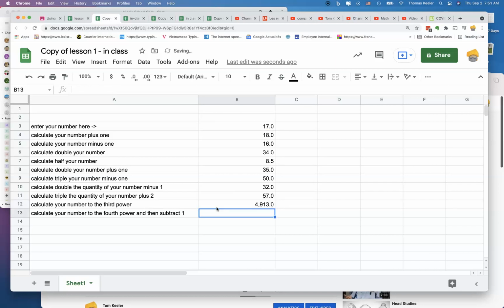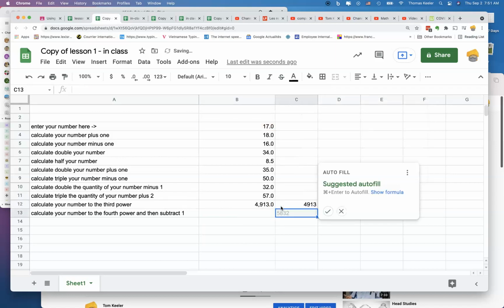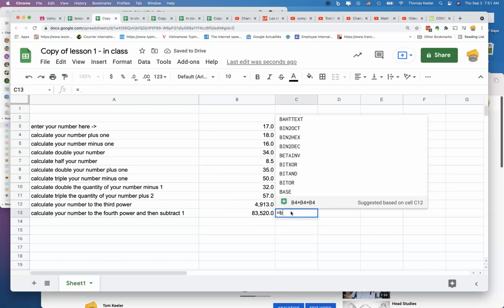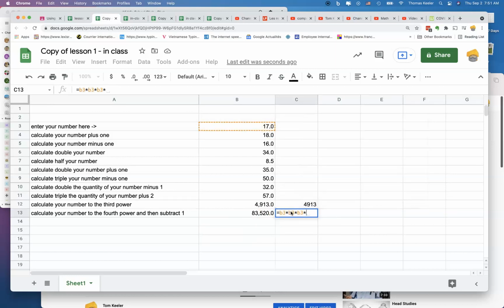Okay, could you do B3 times B3 times B3? You could, right, and that would work. So if I put that next to it, I could say equals B3 times B3 times B3. Let's see what we get. We get the same amount. Okay, calculate your number to the fourth power and then subtract 1. Okay, so we say, oh, we know how to do this power thing. So we're going to take B3 to the fourth power, and then we're going to subtract 1. Now, if you insisted, you could have done B3 times B3 times B3 times B3, but eventually that gets tiresome, and you get the same answer.